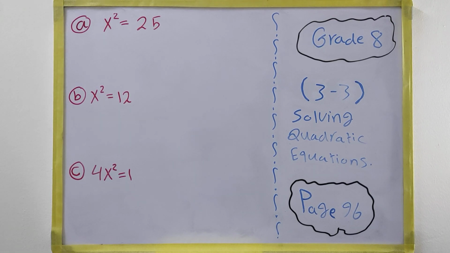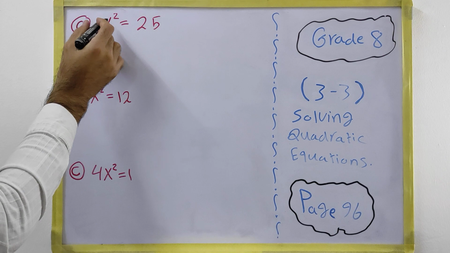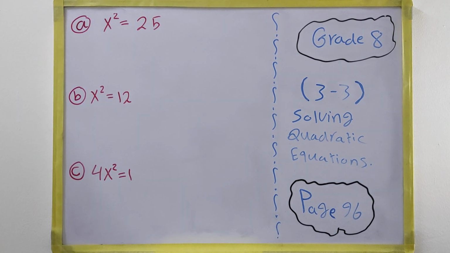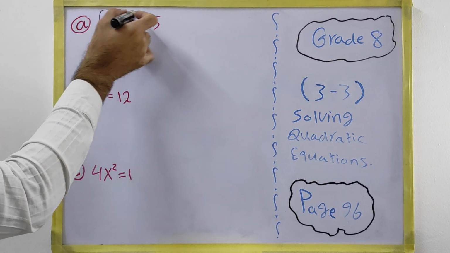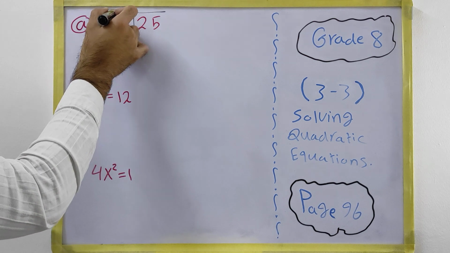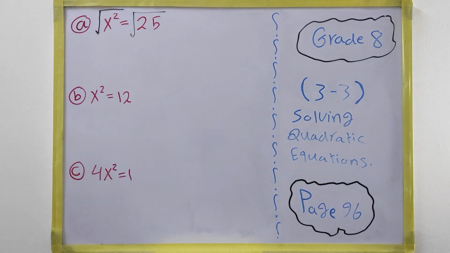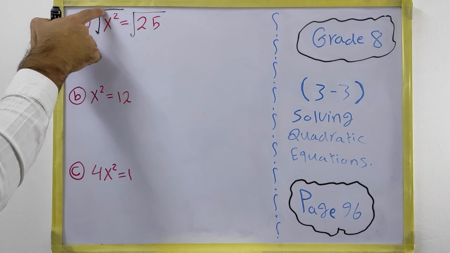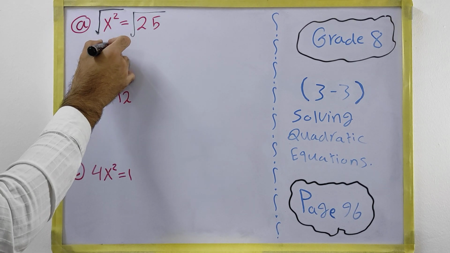Hi everyone, in this video we have grade 8 chapter 3 section 3, solving quadratic equations, on page 96. By quadratic equations, we mean those equations that have x power 2. In this case, whenever you have x power 2, you can take the square root of both of the sides. Square root and power 2 always cancel together for the x.